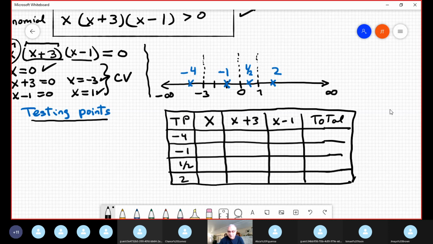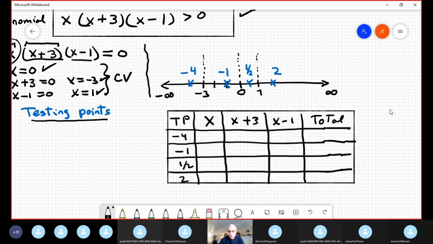The rest is relatively easy, but be careful. You evaluate these testing points, negative 4, negative 1, 1/2, and 2, into each expression, one by one. For example, when you plug in negative 4, it's obvious it's negative. So I don't care about the value. The information I need is the sign, if it's positive or negative.